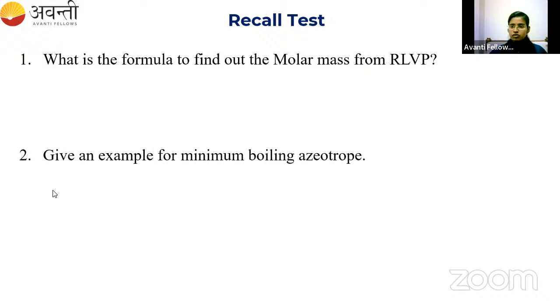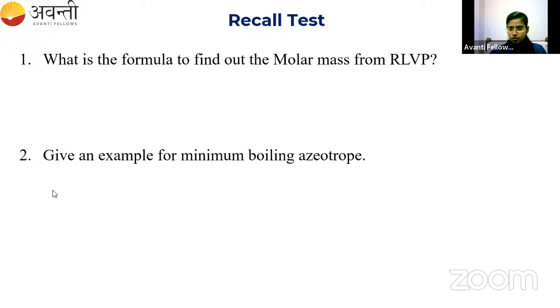Relative lowering of vapor pressure is one of the colligative properties, right? Yesterday we discussed that, and I gave one formula at the end. Typing the formula in the chat box is a little difficult, so I will give you the answer here. For the second question, think of the example I gave for minimum boiling azeotrope. Okay, so these are the two questions. I'll give you the formula for the first question.